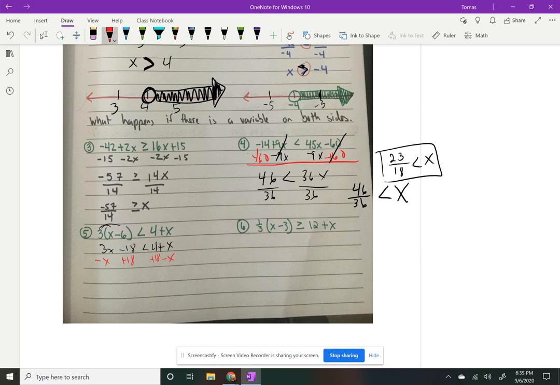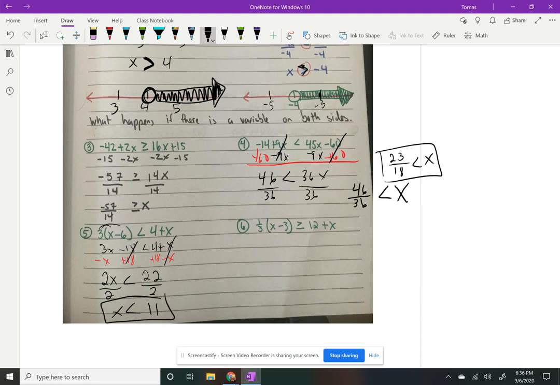Okay, I'm doing 2 steps in one. So this will cancel and this will cancel. So 3x minus x is 2x. 4 plus 18 is 22. Divide by 2, divide by 2. x is less than 11.